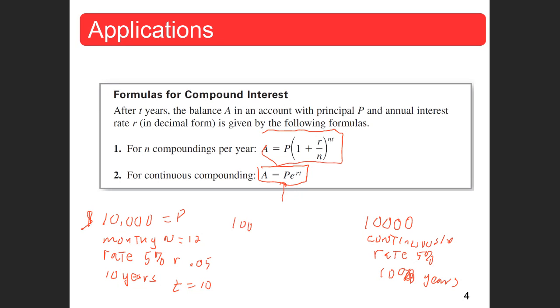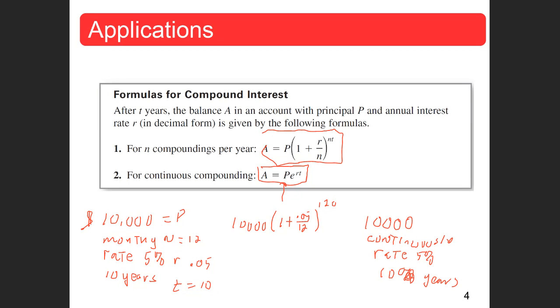I'd go 10,000 times 1 plus my rate, 0.05 over 12, all raised to the 12 times 10, because it's n times t, so that'd be to the 120th power.